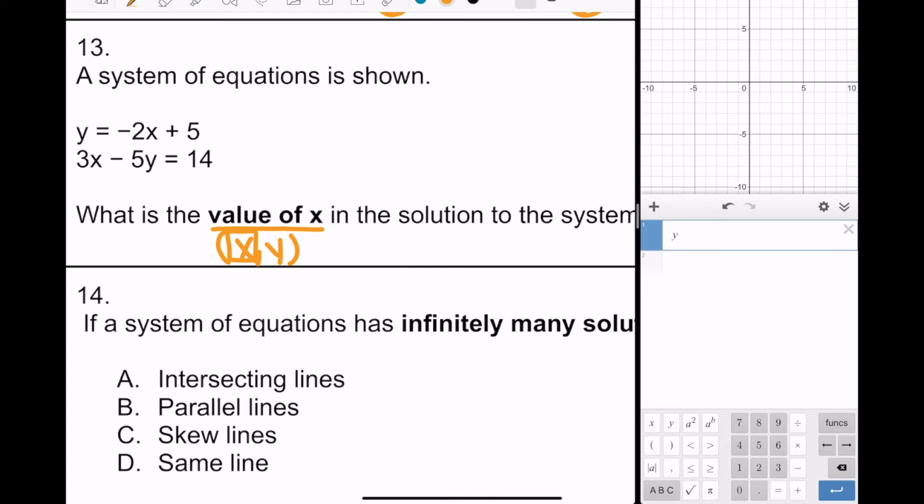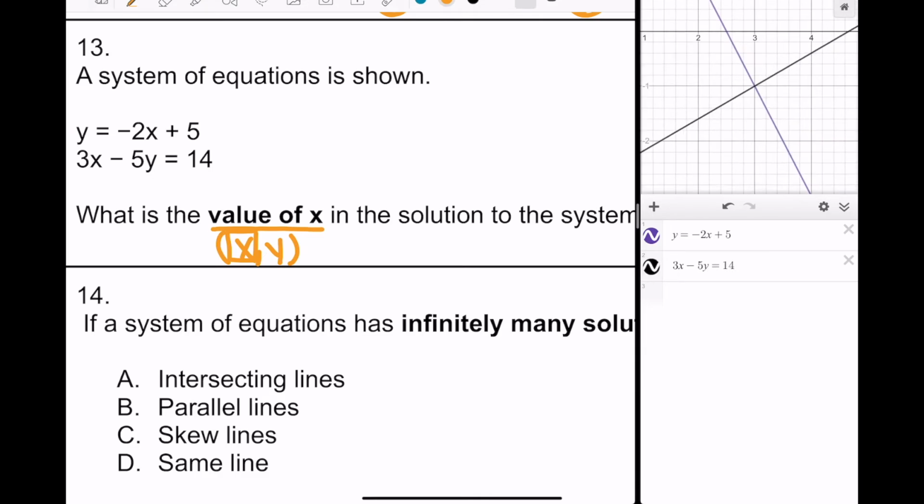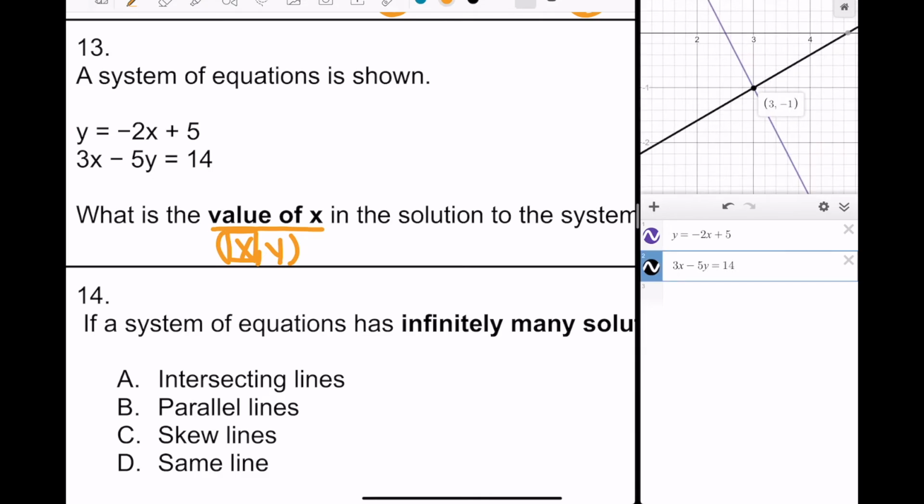Okay, so we have y equals negative 2x plus 5 and 3x minus 5y equals 14. Right, so when I look at that intersection point, I'm going to zoom in on the point where the two lines intersect. So that's 3, negative 1. What is the x value of that? Well, this is x, this is y, and we wanted to know x, which is 3.